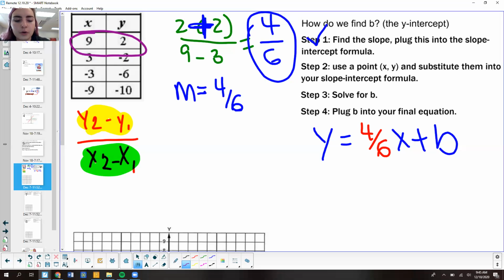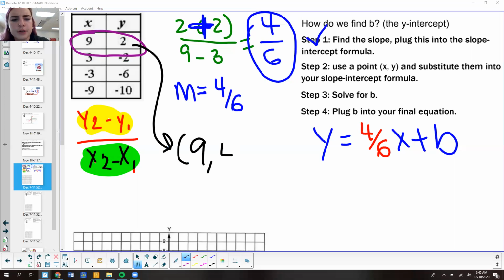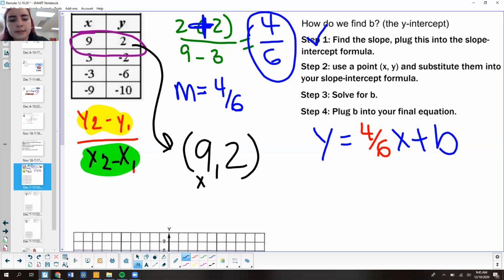All right. So I'm going to go ahead and pull this point out of our table. This is going to be written as 9 comma 2. And remember, we write points as x comma y. So we're going to substitute in 9 for x, because it's an x value, and we're going to substitute in 2 for y.